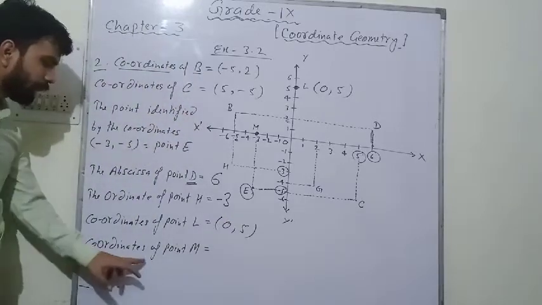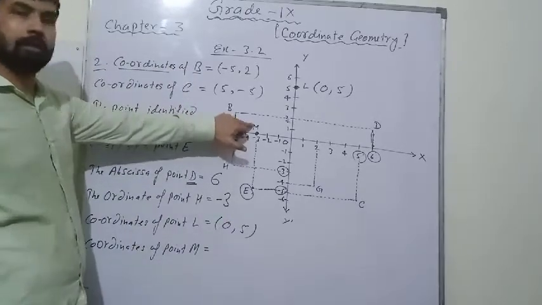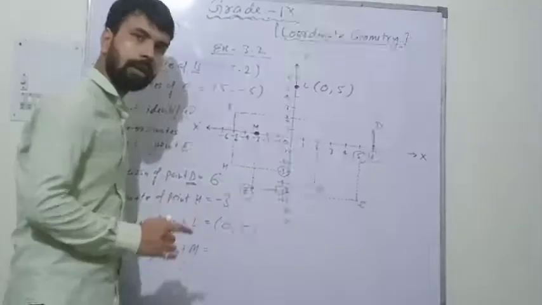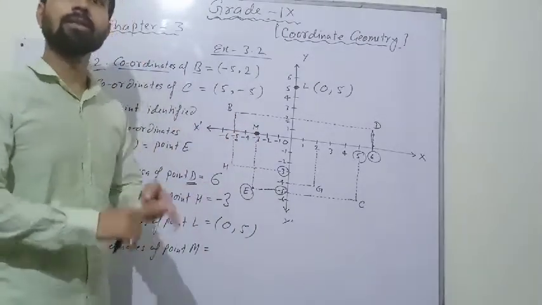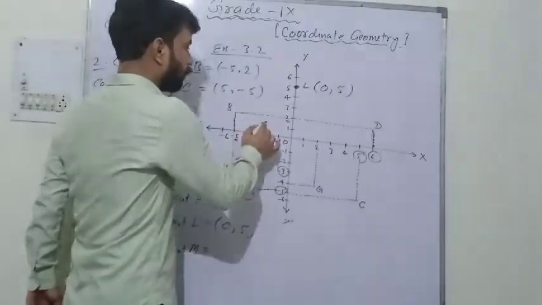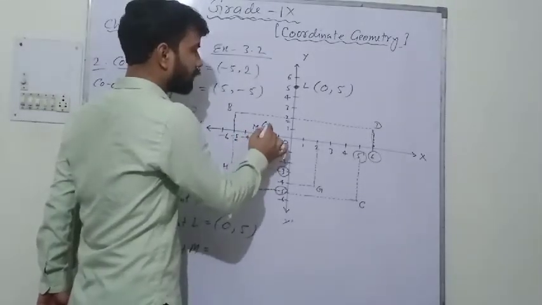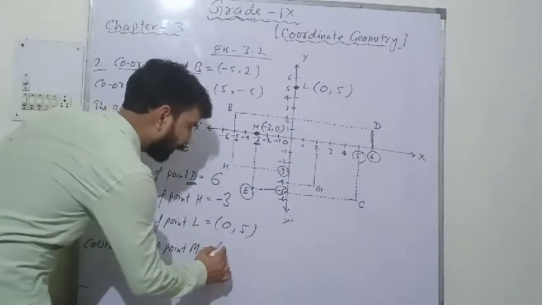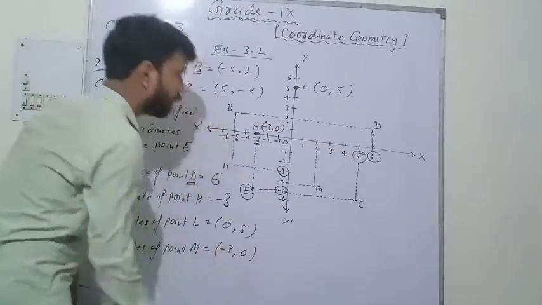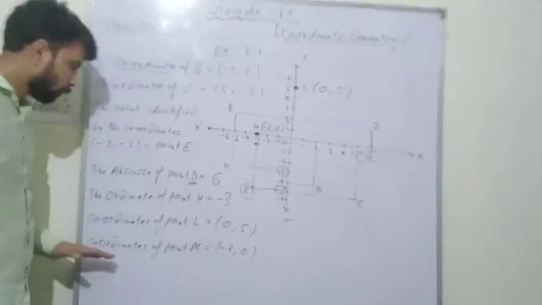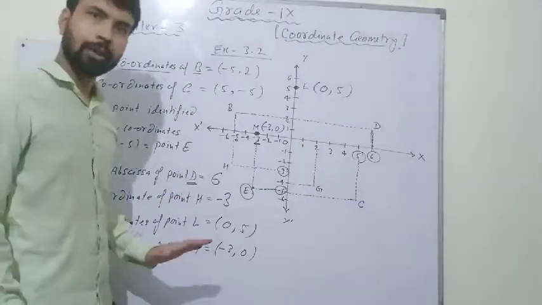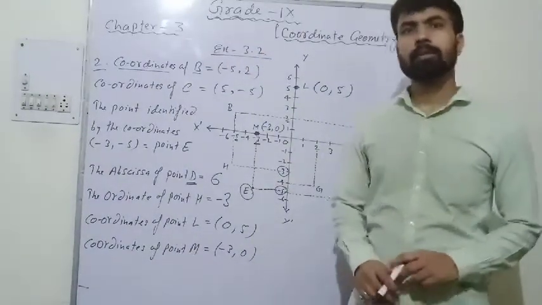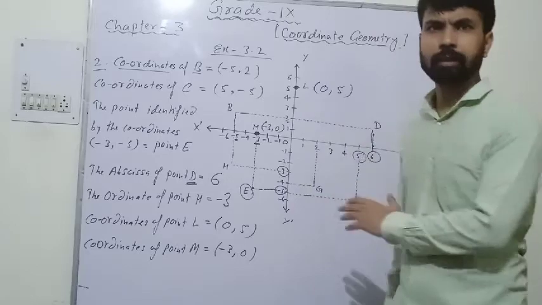Now the coordinates of point M. Point M is here. We have to find its coordinates, and this point lies on the x-axis. If it lies on the x-axis, then its ordinate will be 0. So on the x-axis, how much? -3, and y will be 0. So the coordinates of point M are (-3, 0). This is the coordinates of point M. Clear? So you can easily find the answer. So students, please pause the video and note it down.